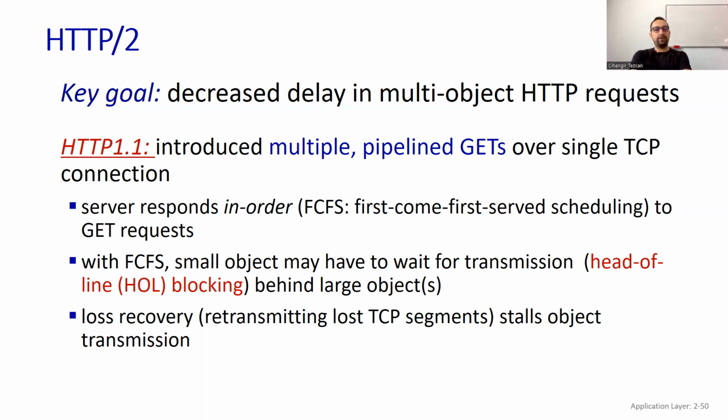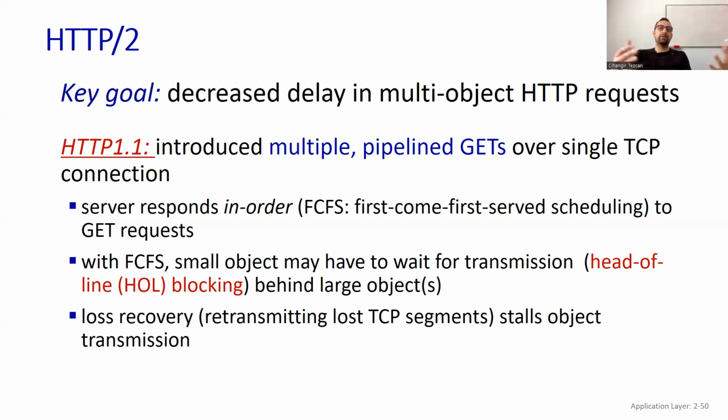So HTTP 1.1 introduced multiple pipelined GETs over a single TCP connection. The server responds in order, first come first served scheduling, to GET requests. So this means that if you visit a web page and assume that at the top there is a video and then 10 small JPEG images, you request all of them, but first you request the video file, and it is large. So you have to wait for that to be downloaded, then you will obtain the JPEG images.